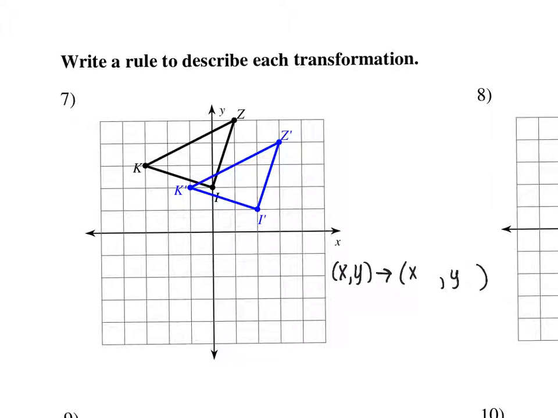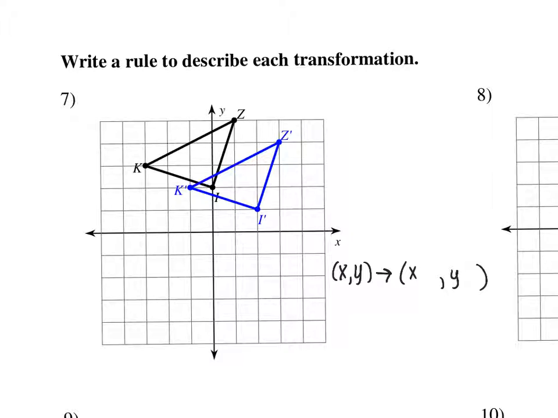So your original picture is going to be in black on the screen. On your paper, it's going to be the letters without the apostrophes. And remember, our image, our new translation, has the tick marks. So from K, I'm just going to focus on 1 point. I can double check by looking at all of the other points, but I'm just going to focus on K right now.